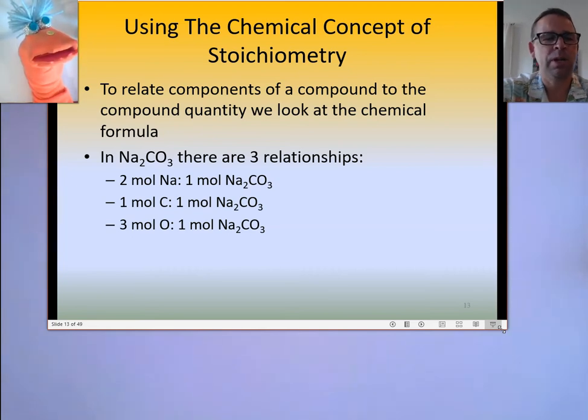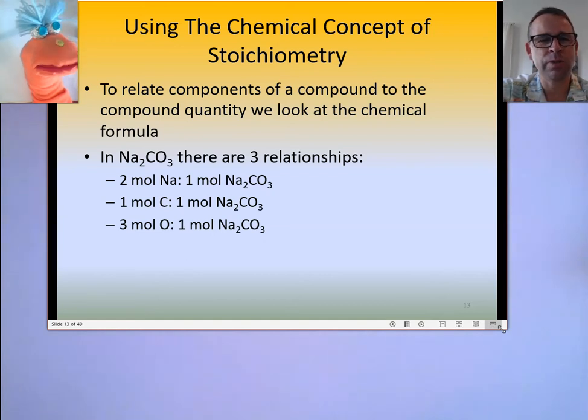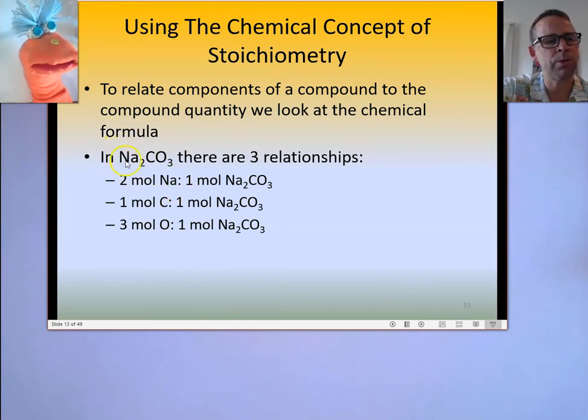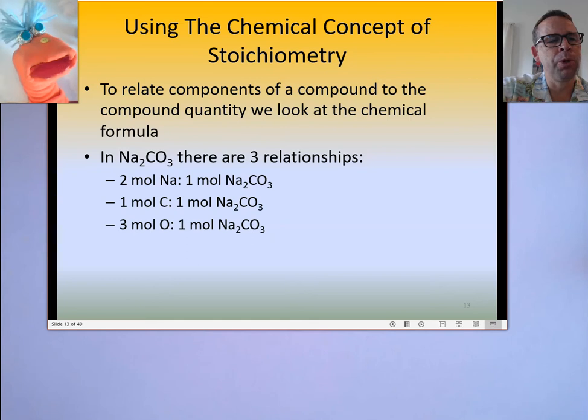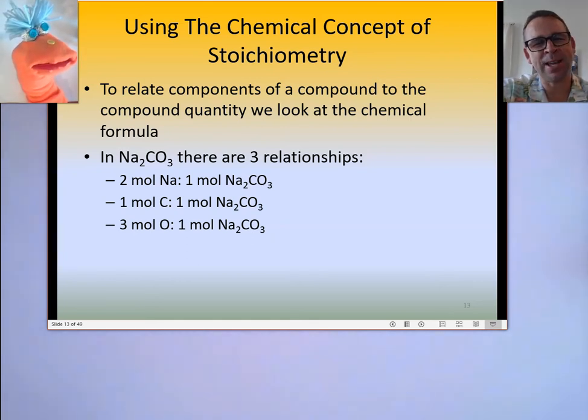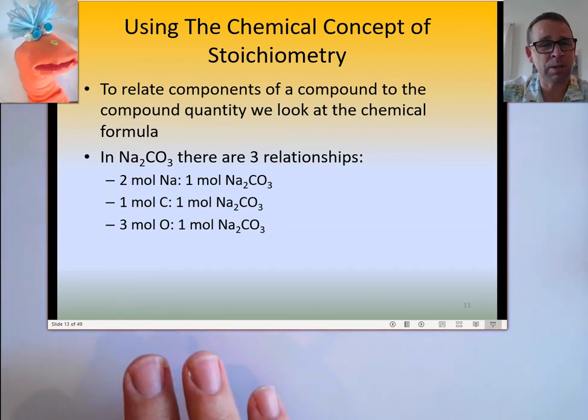So for example, if I have 1 mole of sodium carbonate, I should have asked you for the name of that. This is our sodium carbonate here, right? If I have 1 mole of this, I have 2 moles of sodium within that mole of sodium carbonate. There's 1 mole of carbon in 1 mole of sodium carbonate, and 3 moles of oxygen in 1 mole of sodium carbonate, okay? How can there be 3 moles of oxygen in 1 mole of something? That's a good question. It's like I asked you to ask that question, because that does become confusing sometimes.